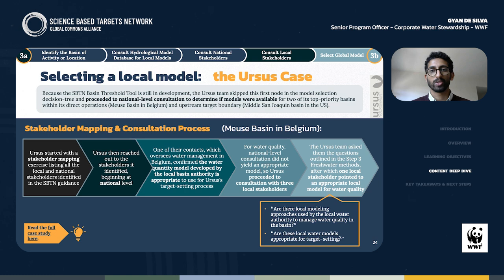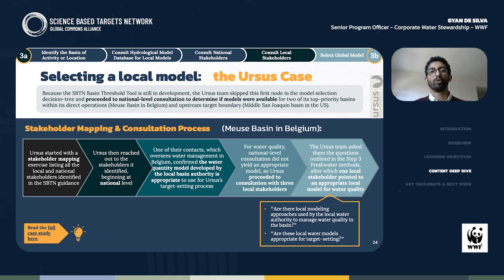The examples focus on water use and water pollution for two of the company's top priority basins within its direct operations and upstream target boundary for each of these pressures, as identified at the end of the Step 2B ranking step. For simplicity, the examples focus on one direct operations basin, that's in Belgium, the Meuse Basin, and one upstream basin, that's in the US, Middle San Joaquin Basin.